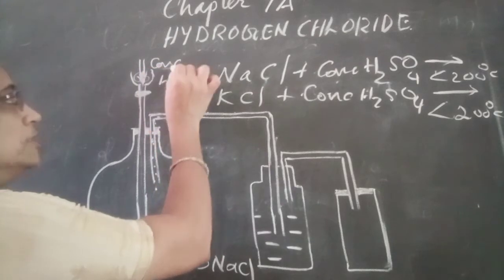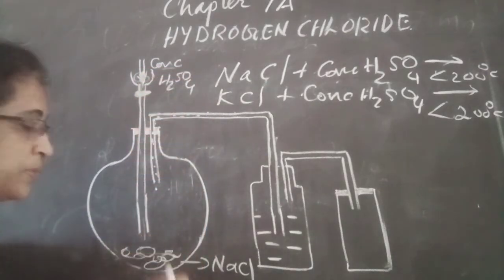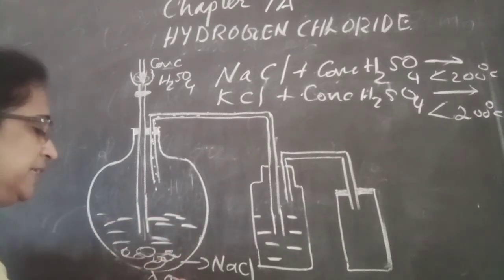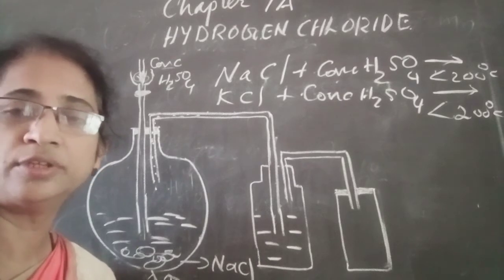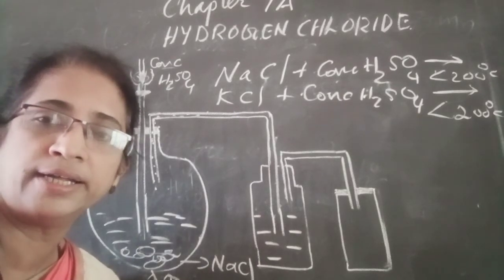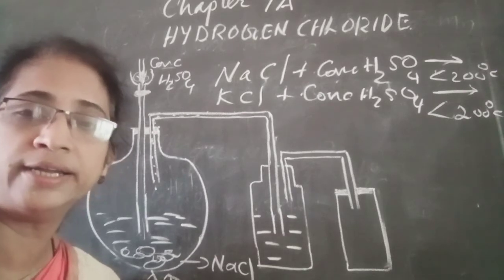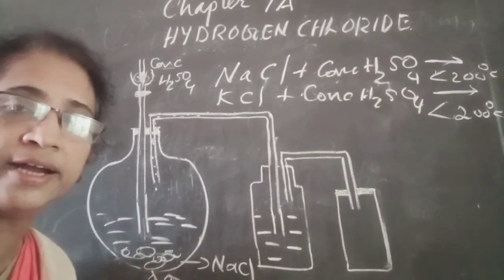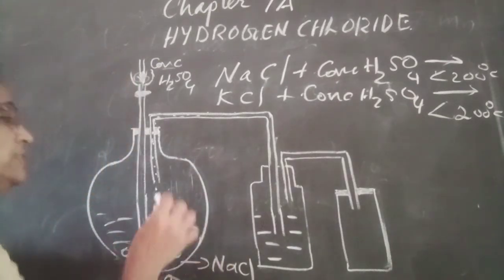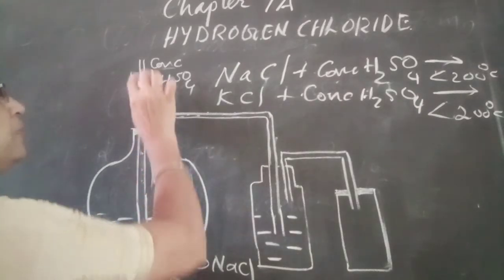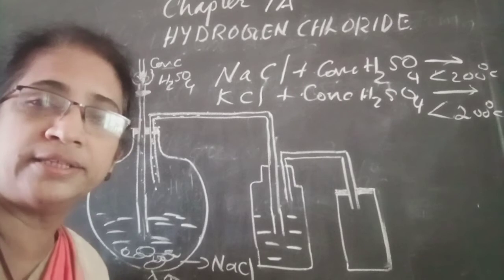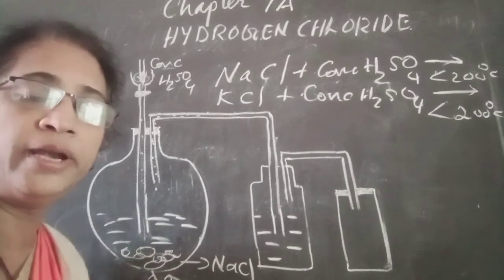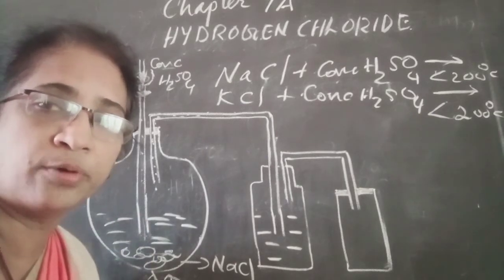After that, add concentrated H2SO4 through the thistle funnel, and the reactant is heated below 200 degrees Celsius. So the preferred temperature is below 200 degrees Celsius. The tip of the thistle funnel should be dipped in the acid taken in the round bottom flask. Otherwise, HCl gas may escape through the thistle funnel. So to prevent the escape of hydrogen chloride gas, the tip of the thistle funnel should be dipped in the acid.